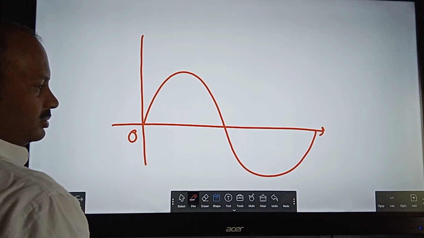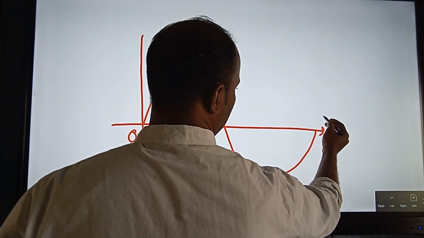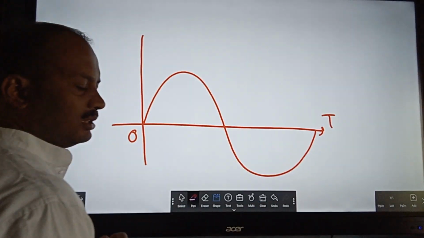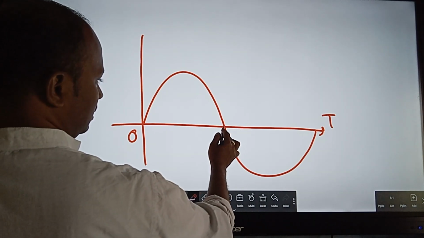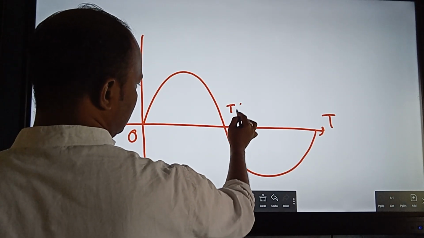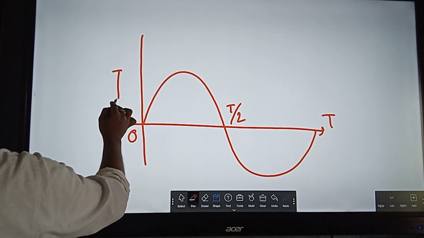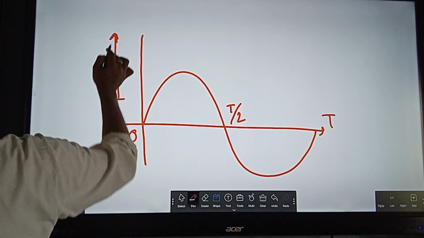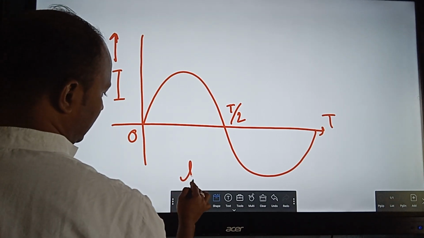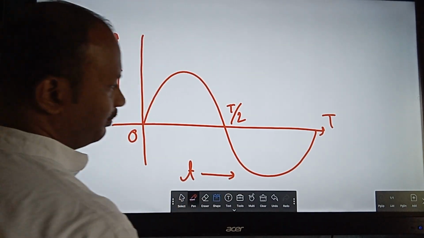Here time starts from 0, and this is the time period T. This is the middle time, T by 2. Here this is the direction of the current, and this is the direction of the time.